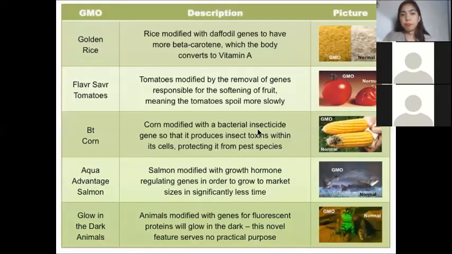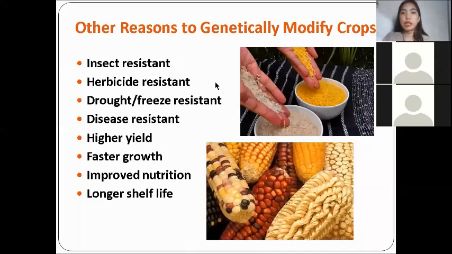Next one, other reasons to genetically modify crops. So there are many reasons why they come up with this kind of experiment, right? It may be helpful, but it may also not be. So the first one is insect resistant, another is herbicide resistant. We no longer need that much insecticide or herbicide because the genetically modified organism can adapt to the environment. They can remove the insects, or insects can't land on them, without the use of insecticide or herbicide.